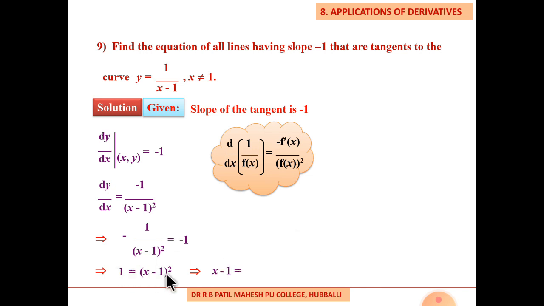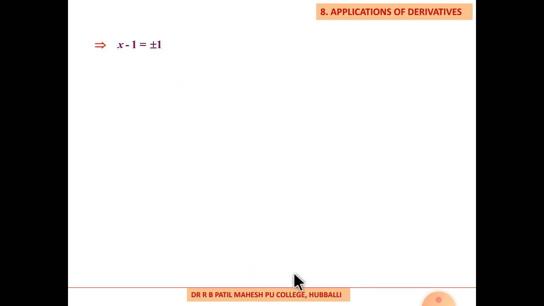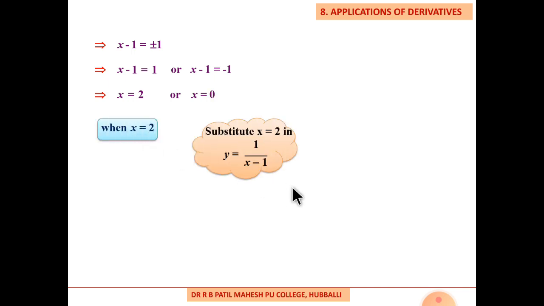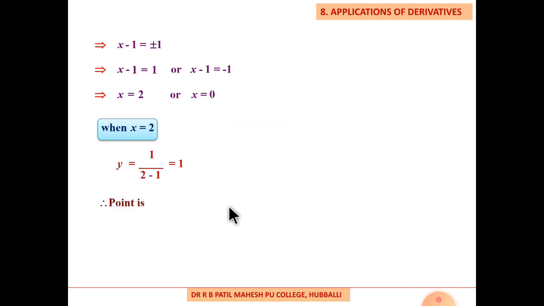Now simplify this term, and we will get the value of x. So here 1 equals (x minus 1) whole square. Therefore x minus 1 equals plus or minus 1, so x minus 1 equals plus 1 or x minus 1 equals minus 1. Therefore x equals 2 or x equals 0. Now when x equals 2, the corresponding value of y is 1. The point is (2, 1).